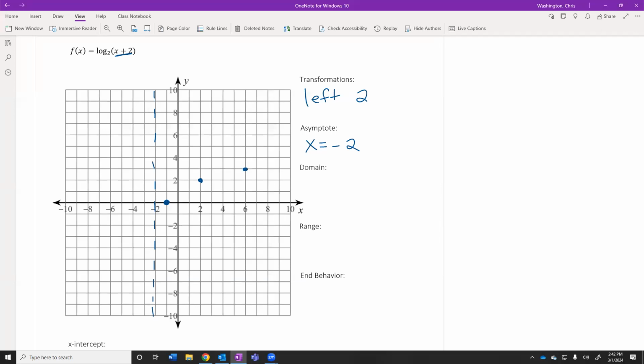So what's the graph gonna do? It's gonna get really, really close to the asymptote right here. It's gonna turn and go out to the right. So there's our logarithmic function.